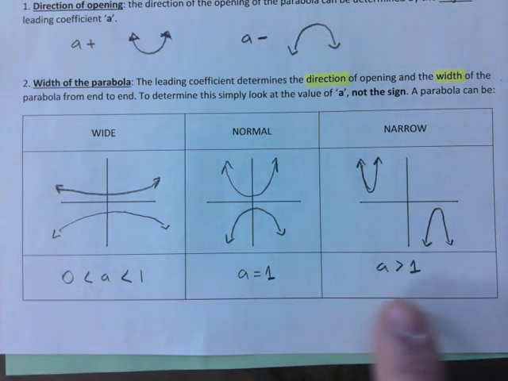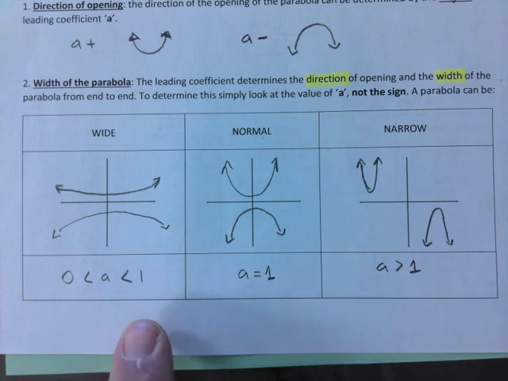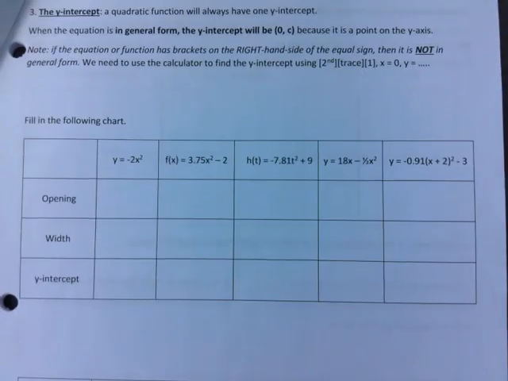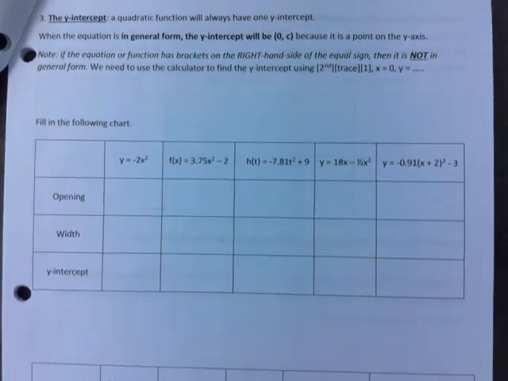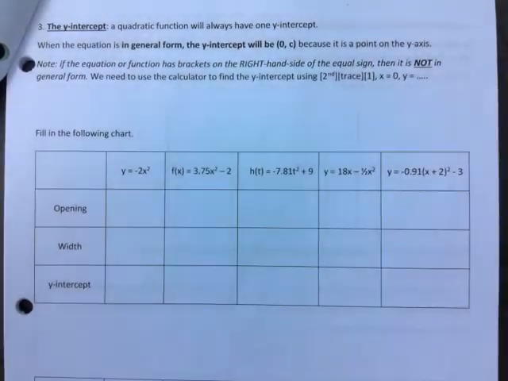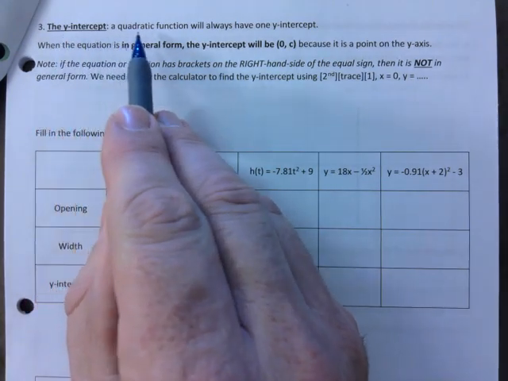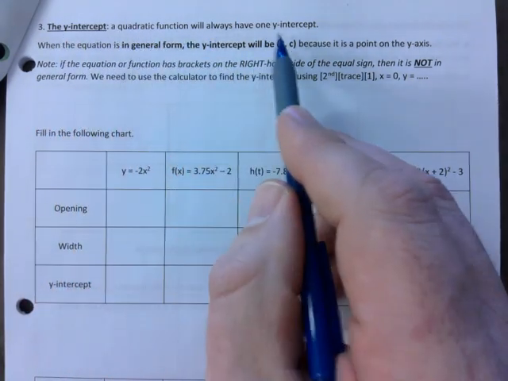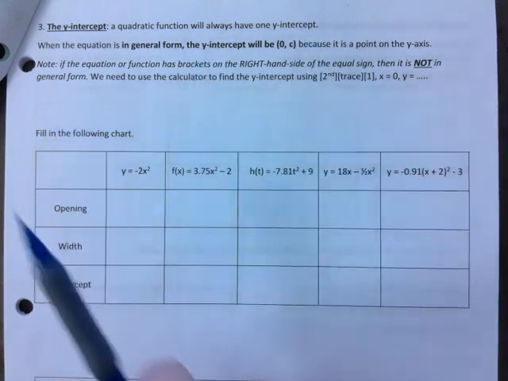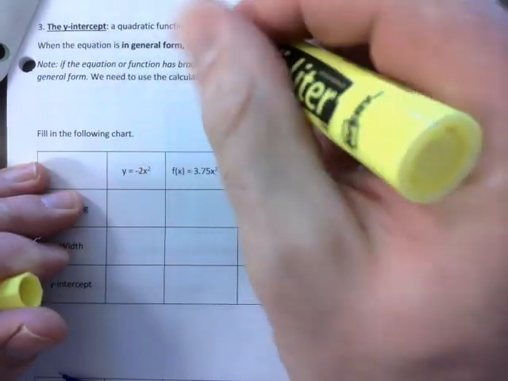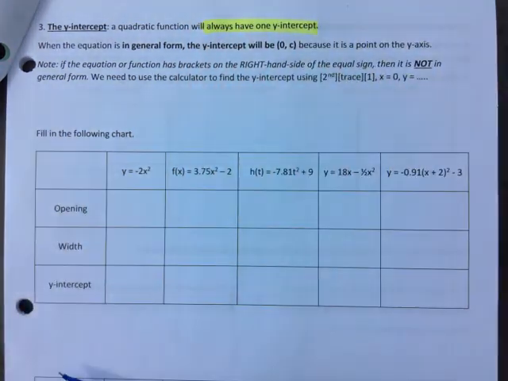Notice that the sign doesn't matter here. The sign doesn't matter. It's just the actual value. Let's keep going. And I know I'm bombarding you a lot, and later on I'm going to draw on this, and with some practicing, we'll wrap our heads around it. The y-intercept: a quadratic function will always have one y-intercept. Maybe that's worth highlighting. There's always one y-intercept.